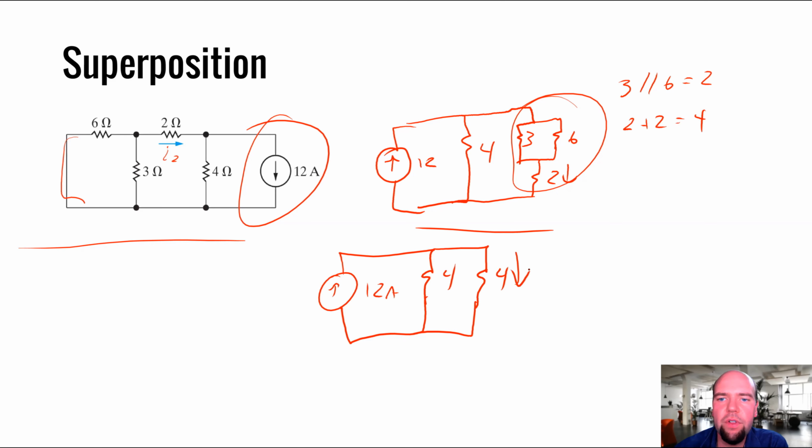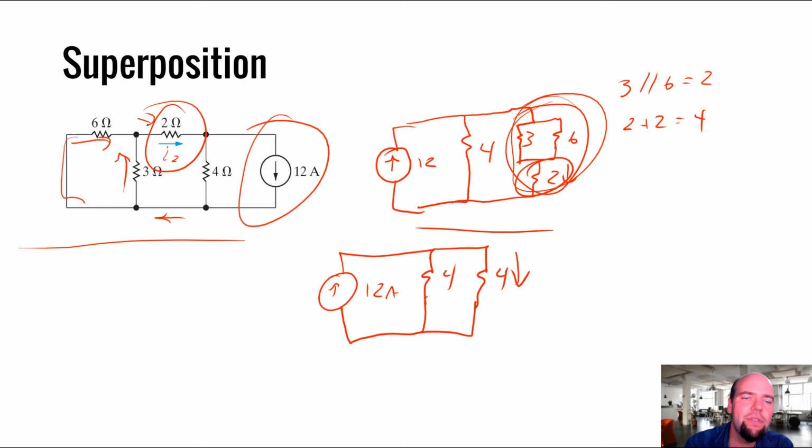So this current flowing through this equivalent branch is the current, right? All the current that flows through here has to flow through my 2 ohm resistor. So the current that flows through here is the same as the current that flows through here. So what's this current? Well, it's pretty easy here.